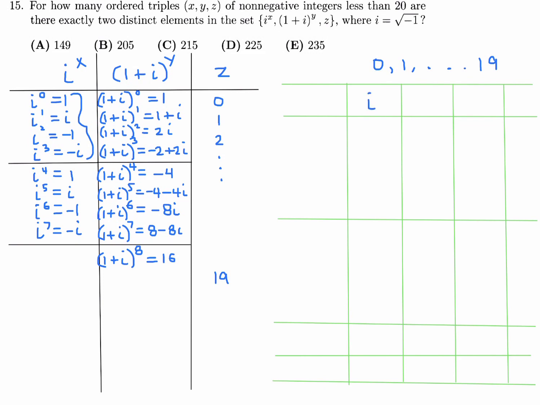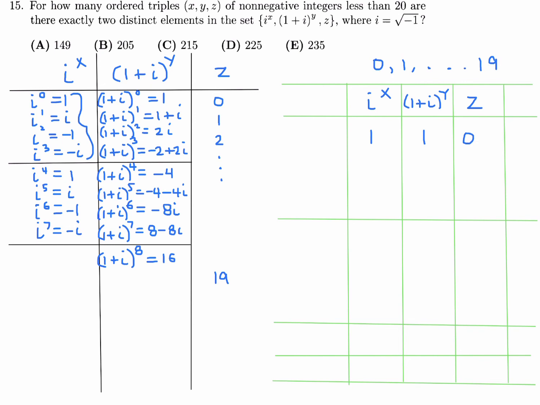So our elements are i^x, (1+i)^y, and z. And we want 2 distinct elements. So let's just start with the very first one. If the first one is 1 and the second one is 1, then I've got 2 the same. And if z is different, then it will be 2 distinct elements.